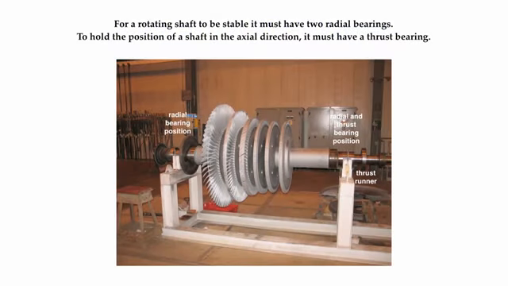Shown here is a rotor from a steam turbine. A rotor consists of a shaft and rotating parts attached to it like blading or impellers or an armature. One of the basic design principles for a rotating shaft to be stable, it must have 2 radial bearings. Radial bearings maintain the center line of the shaft on a fixed axis of rotation. A thrust bearing prevents the shaft from moving in an axial direction so the rotating part doesn't touch a stationary part in the machine.